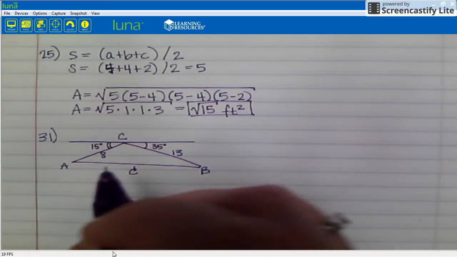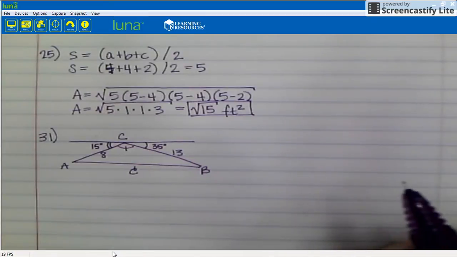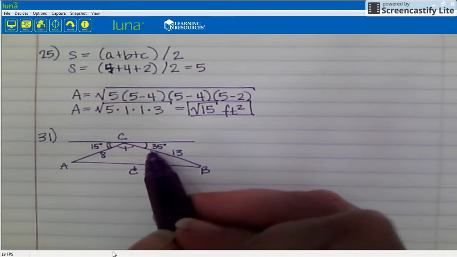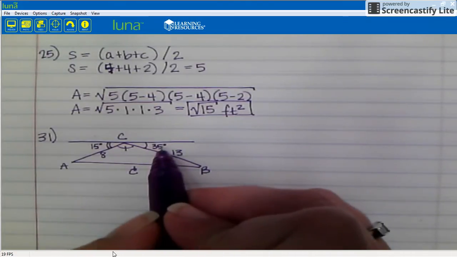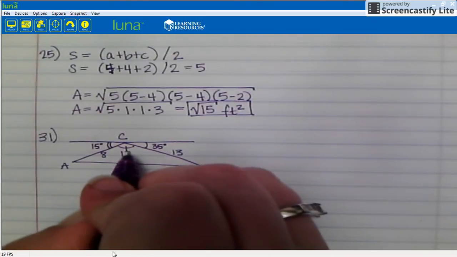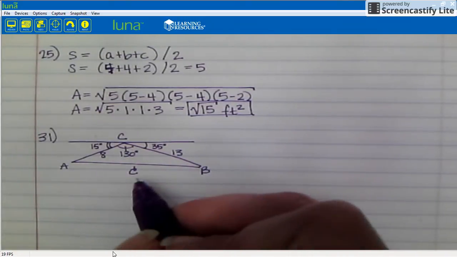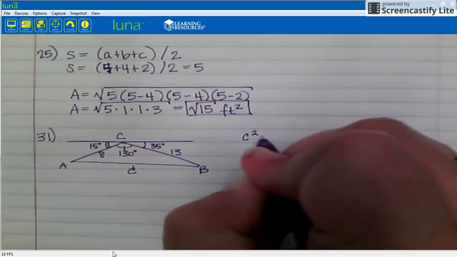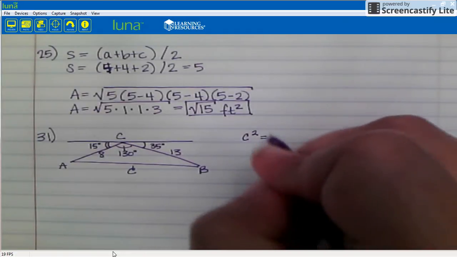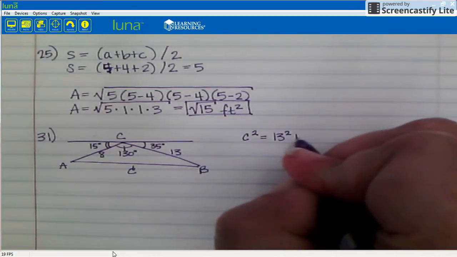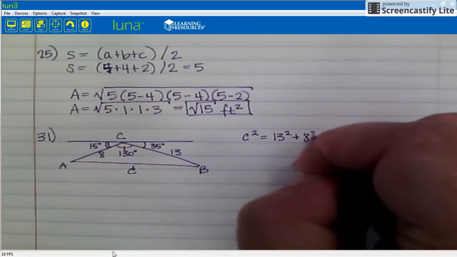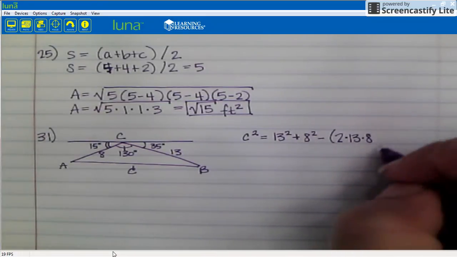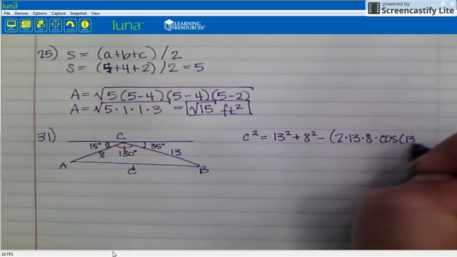So in order to do that, I'm going to need to know this angle. So I take 180 and I subtract 15 and 35, and that's going to give me 50. So 180 minus 50 is going to give me 130 degrees. And to solve for C, I'm going to use the law of cosines. So I have C squared is equal to A squared plus B squared minus 2 times A times B times the cosine of 130.